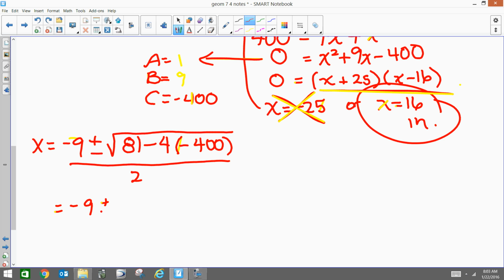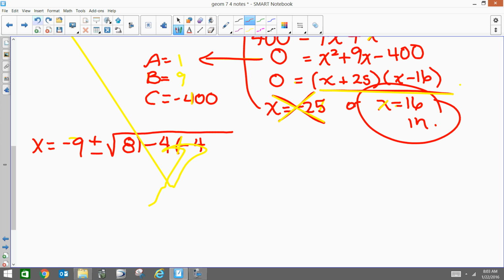81 minus, oh my, what the heck? Just randomly, boy. Well, I guess the yellow is there to stay.